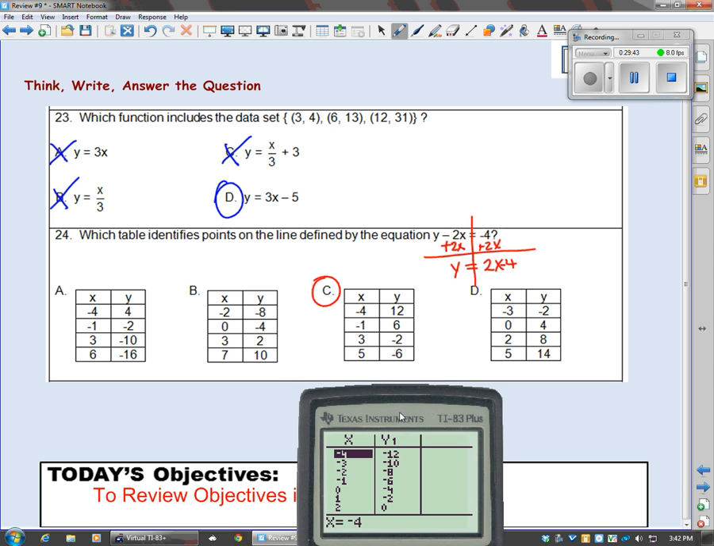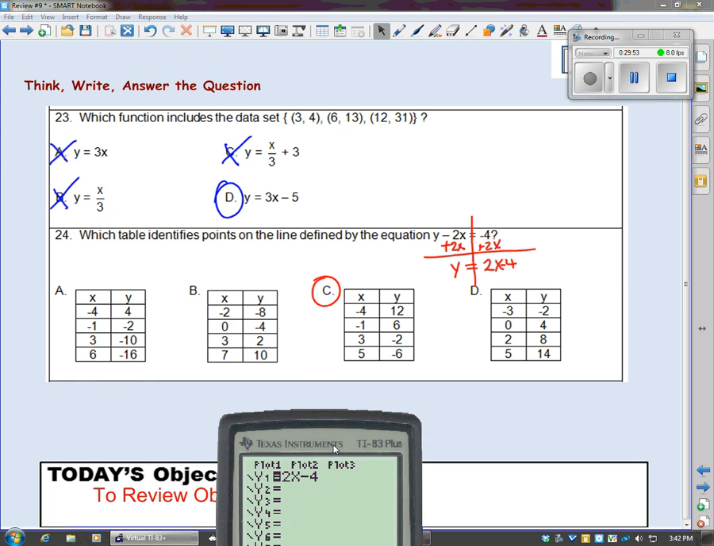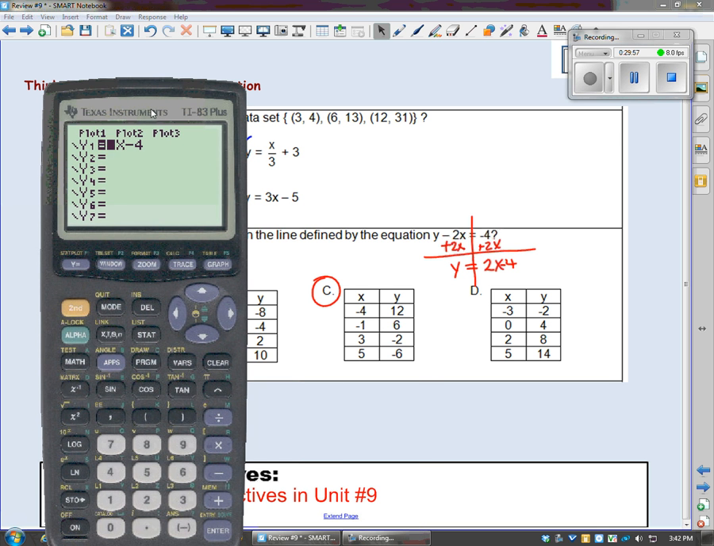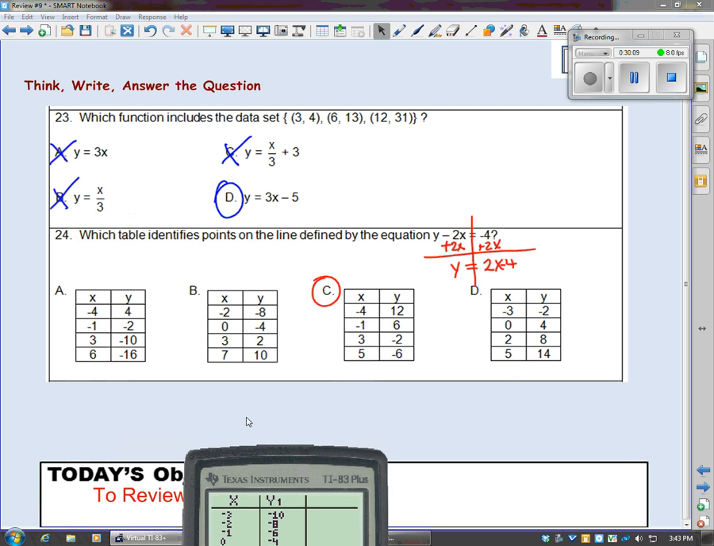What did I do wrong? Let's look. Did I type it in correctly? Y equals 2x minus 4. Okay, you'll have to ask your teacher about that one because it's actually not the right answer when we look at our table. Negative 1 should be paired with negative 6. 3 should be paired with positive 2. So we've got some wrong signs there. So we will have to come back.